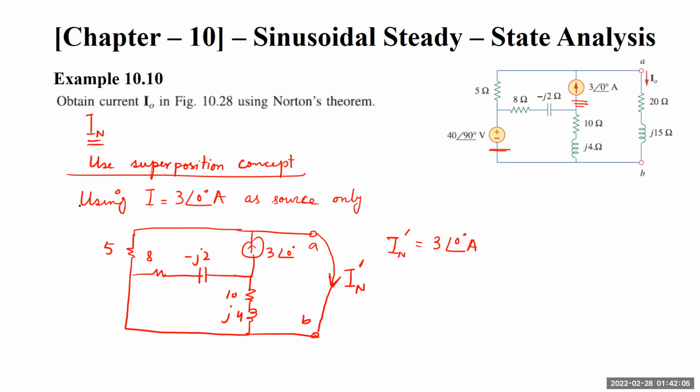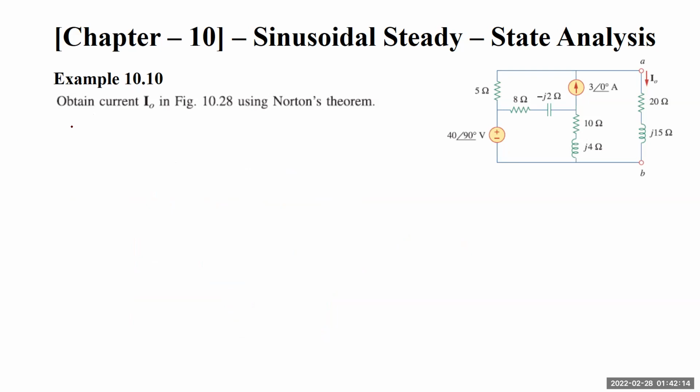So this will be my first value for IN. Now let's find out the value of IN because of this 40 angle 90 volt source. So, finding IN using V equals 40 angle 90 volt source only.